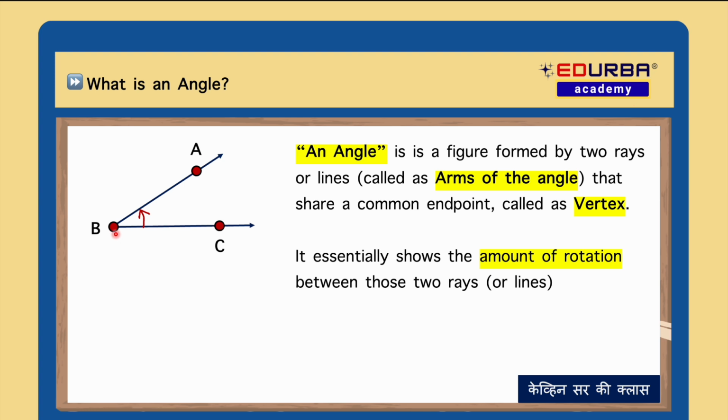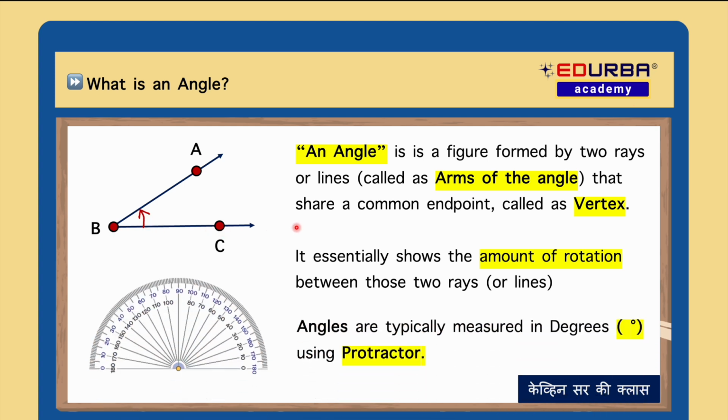Angle shows the amount of rotation between the arms of an angle. So in this case, we have angle ABC, and this angle ABC shows how much arm BA has rotated with respect to arm BC. Now angles are typically measured in degrees using a protractor.